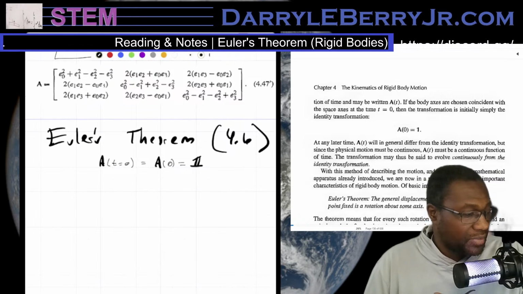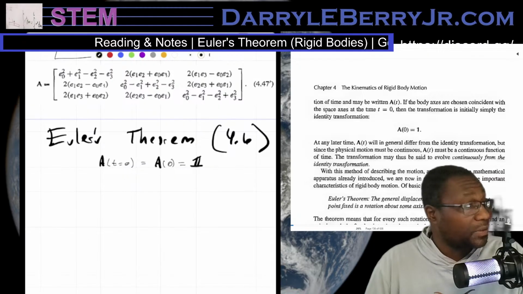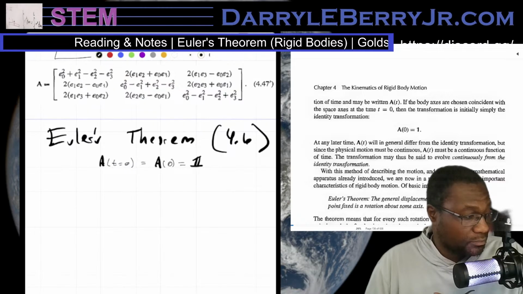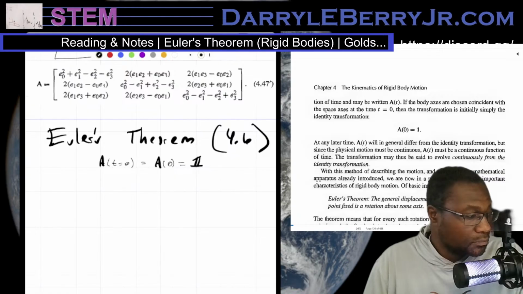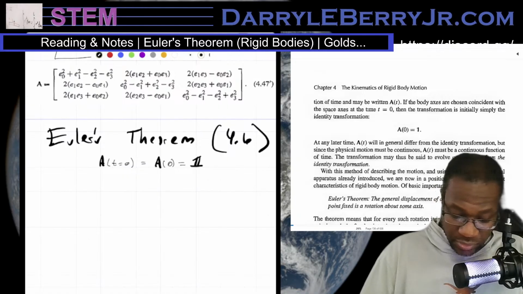With this method of describing the motion and using only the mathematical apparatus already introduced, we are now in a position to obtain the important characteristics of rigid body motion. Of basic importance is Euler's theorem. So let's write this down.